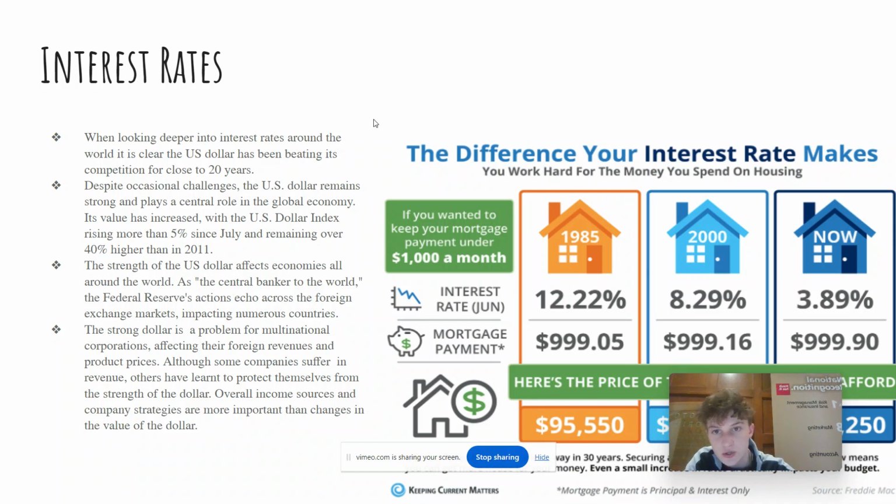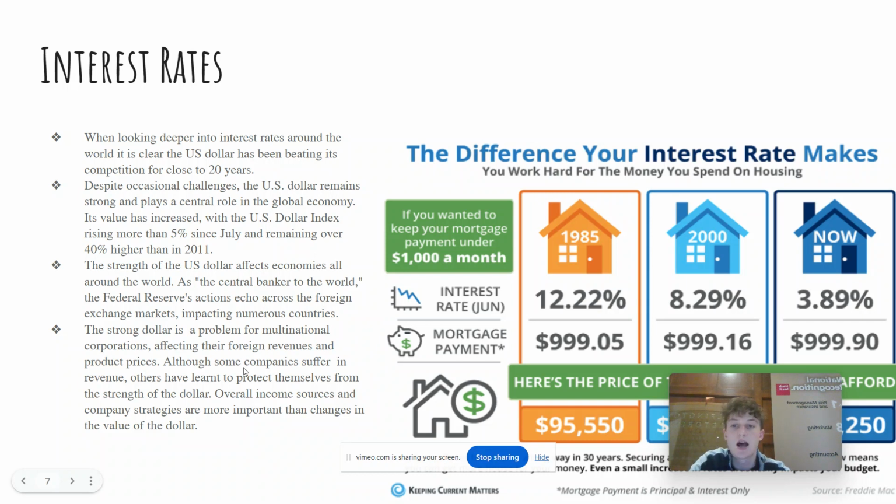When looking deeper into interest rates around the world, it's clear the US dollar has been beating its competition for close to 20 years. Despite occasional challenges, the US dollar remains strong and plays a central role in the global economy. Its value has increased, with the US dollar index rising more than 5% since July and remaining over 40% higher than 2011. The strength of the US dollar affects economies all around the world as the quote unquote central banker to the world. The Federal Reserve's actions echo across the foreign exchange markets, impacting numerous currencies and countries.